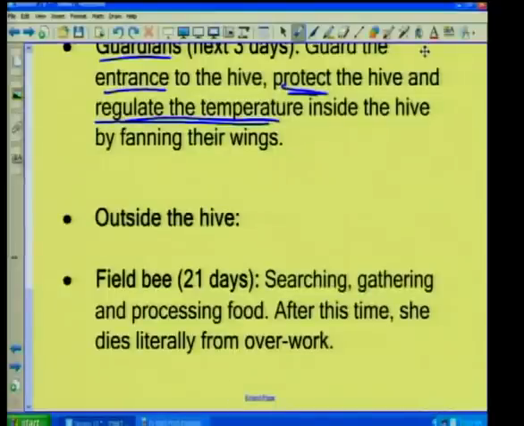All right, people, then we get to the field bee. The field bee lives for the second set of 3 weeks, searching, gathering, and processing food. And after this, she literally dies of overwork. So in comparison to the drone, she's got a sting, he doesn't. She works her heart out for 6 weeks, he just goes out, mates with the queen, and then dies. So after 6 weeks of working, this poor little thing dies.